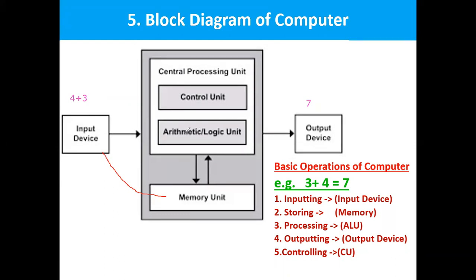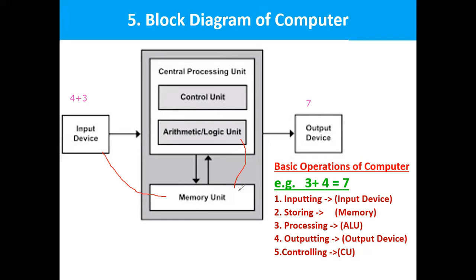4 plus 3 is performed by the arithmetic and logic unit. From the memory unit, the system will read the information and perform the addition operation. Once the process is completed, it is going to store the data back to the memory unit. So here it is bidirectional. From the memory unit to the CPU, we have a bidirectional data transfer, whereas from the input unit to the CPU, we have a unidirectional flow of data.